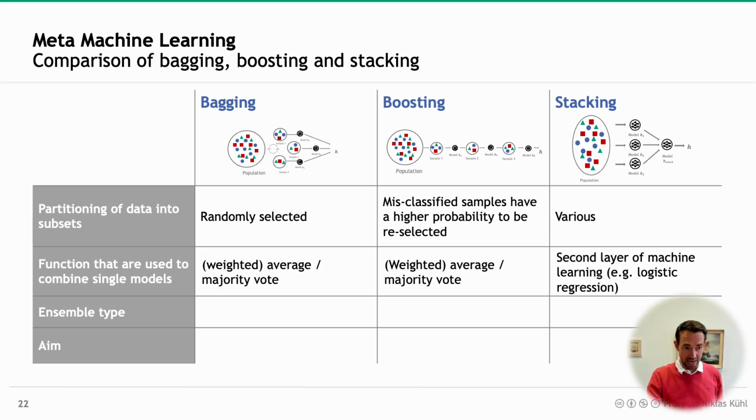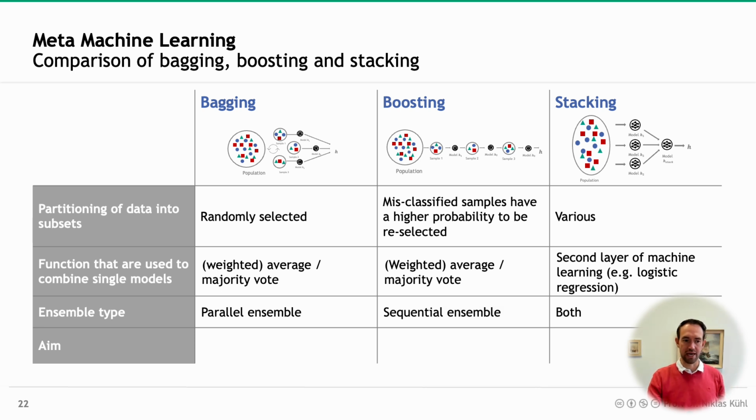How do we combine the different single models? In bagging, it's a weighted average or a majority vote. In boosting, it's also a weighted average or a majority vote. In stacking, it's a second layer of machine learning. For example, logistic regression, but it can be anything.